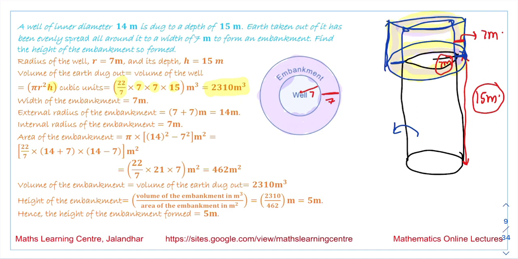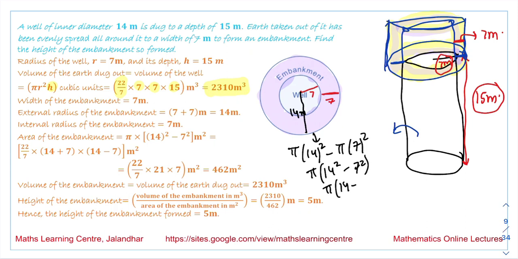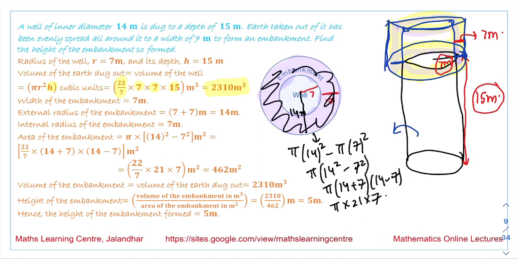this cylindrical shell we can say, or hollow cylinder. So the volume of this portion will be, the radius of this larger portion is 14 meter and the smaller is 7, so its area is pi into 14 square minus pi into 7 square. So pi is common, it is 14 square minus 7 square, so this becomes pi into 14 plus 7 into 14 minus 7. So it is pi into 21 into 7. This is the area of this region.